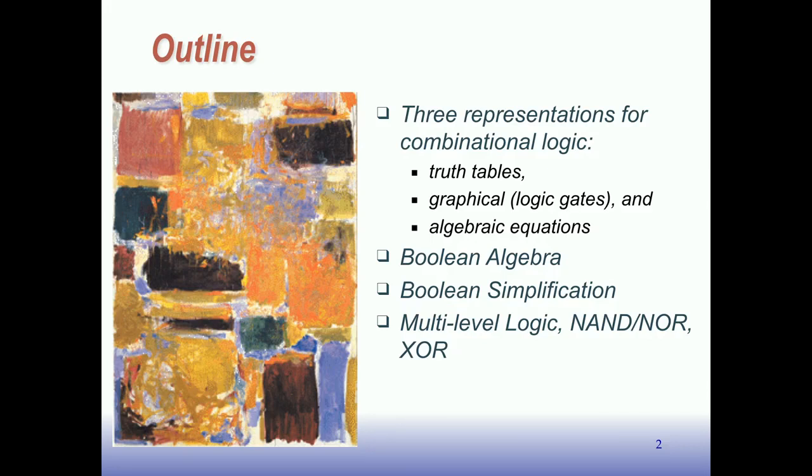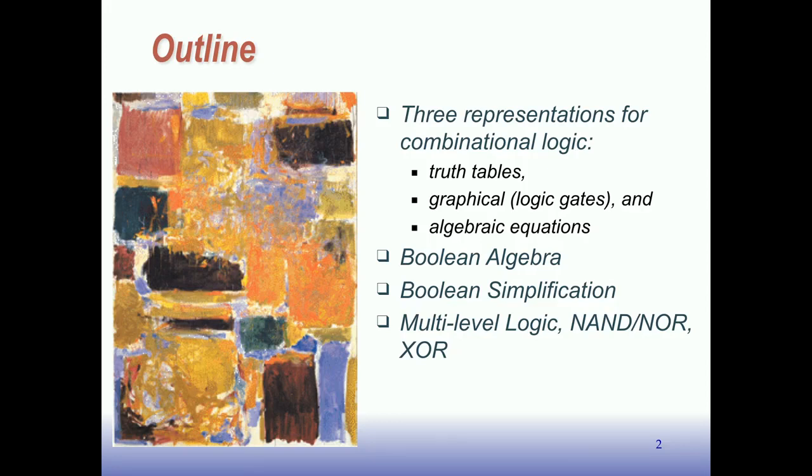Okay, so we talked about truth tables before. We're going to review that and talk about a graphical or logic gate version of combinational logic and see how it relates to algebraic equations. In particular, we'll talk about Boolean algebra, talk about using Boolean algebra for simplification, and then if there's time at the end, we'll talk about multi-level logic, NAND and NOR gates, and XOR gate.